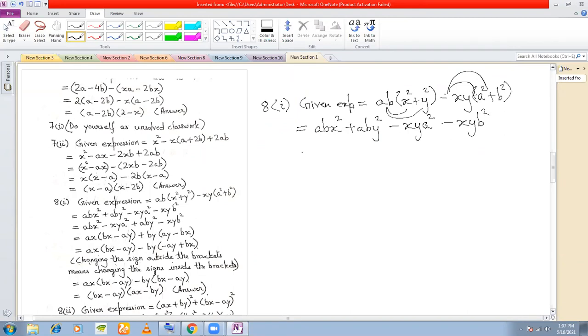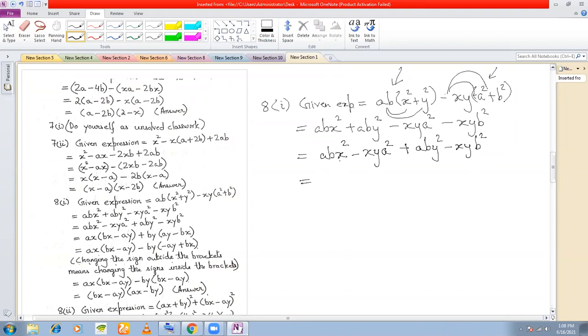Now you're getting 4 terms. So which one will you group now? Should I group the first and the second? Can anyone tell me which one should I group? See, if I group the first and the second, I will get back this. If I group the second and the third, I will get back this. Therefore, I cannot group the first and the second here. That means my next choice is grouping the first and the third. So we take the first and the third together. So AB x square minus xy a square. Now we take the second and the fourth. AB y square minus xy b square.